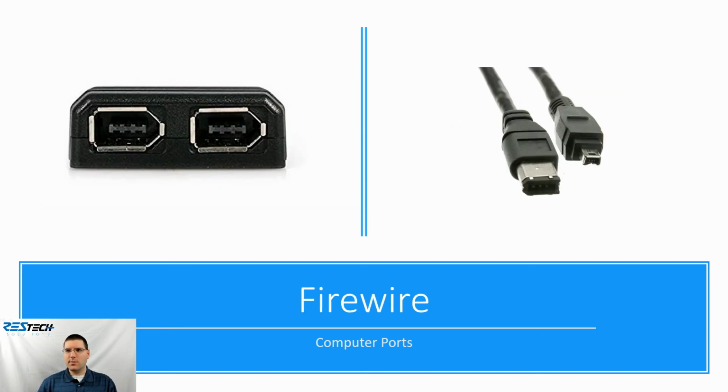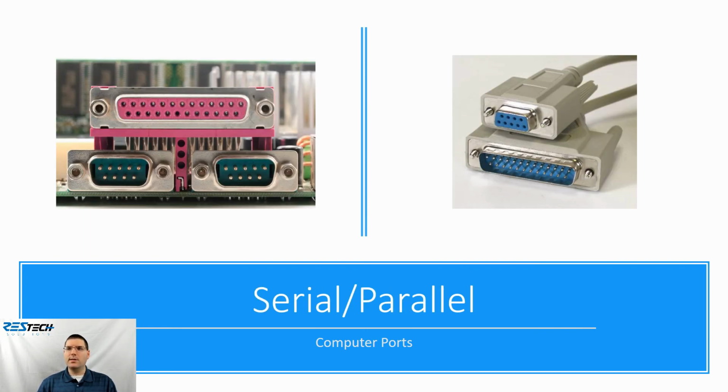Firewire, this is a bit more on the obsolete side, but typically you used to see this a lot more on the Mac computers. And these ports are definitely obsolete, but you may still come across them on occasion. Serial and parallel. The larger of the two is the parallel, the smaller being serial. And yes, the serial does look similar to VGA, but it has fewer pins.